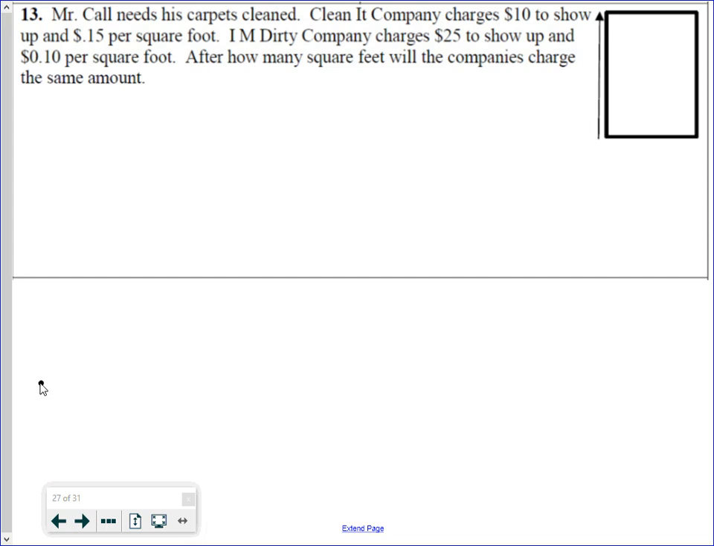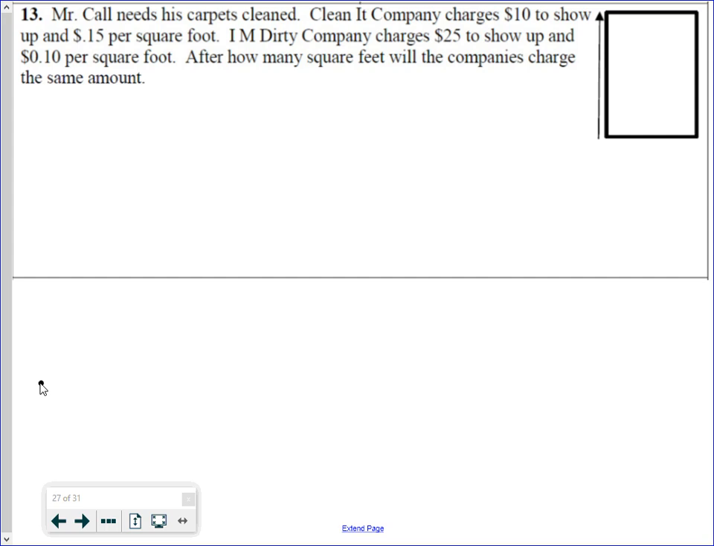It says, Mr. Call needs his carpets cleaned. Oh, I need my carpets cleaned. Okay. Clean It Company charges $10 to show up and 15 cents per square foot. I Am Dirty Company charges $25 to show up and 10 cents per square foot. After how many square feet will the companies charge the same amount?